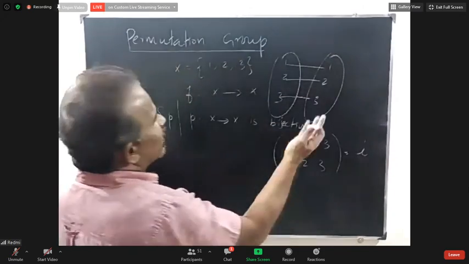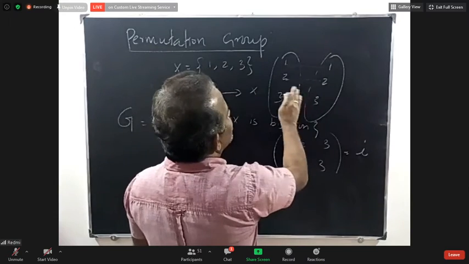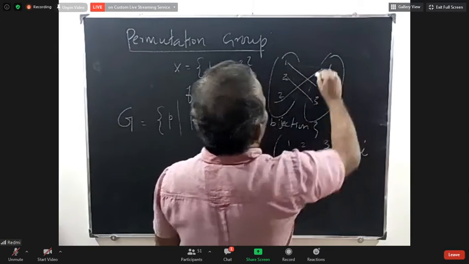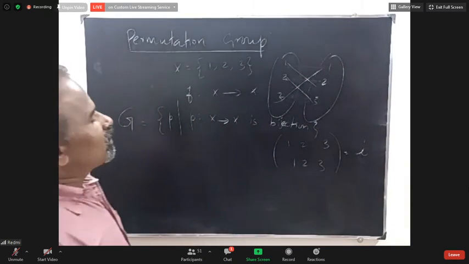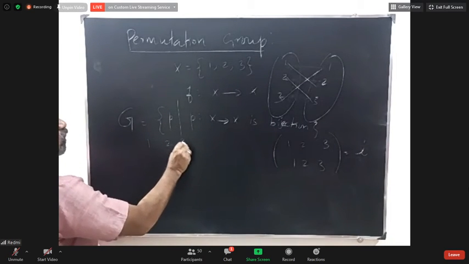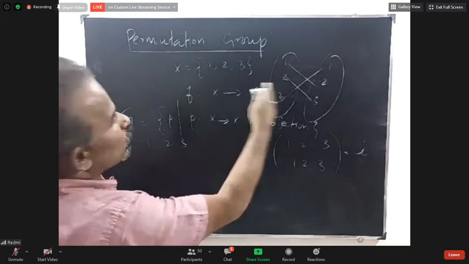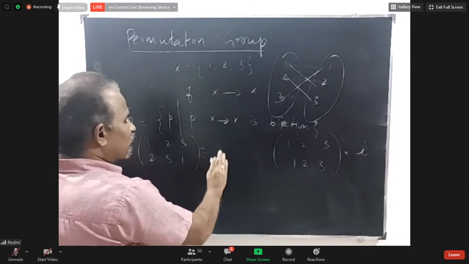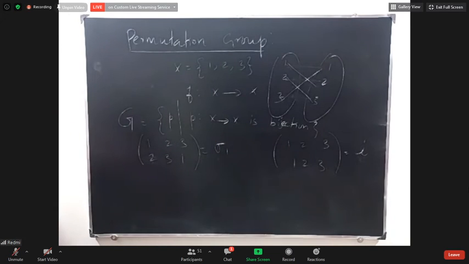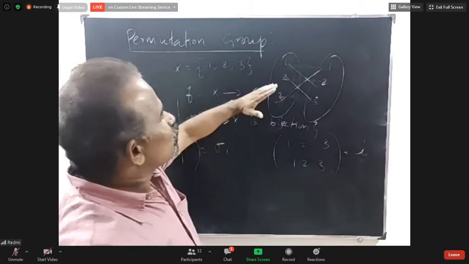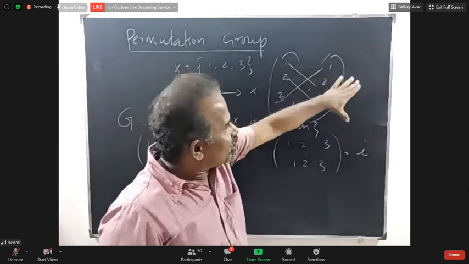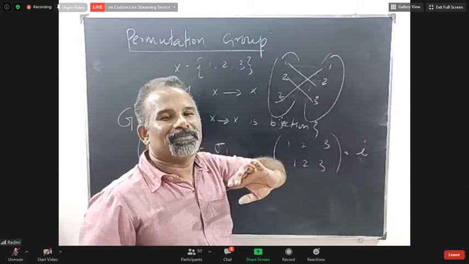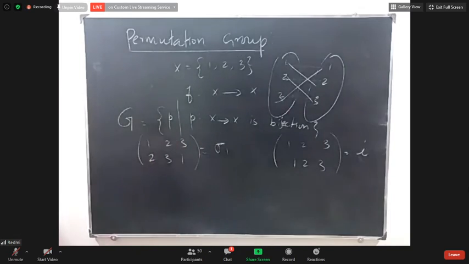Now, next what are the chances? You can see that 1 goes to 2, 2 goes to 3, 3 goes to 1. Let us take this as some function, sigma 1. Are you following? So you have to collect all one-one onto functions from the set into another set. This is most interesting and important.